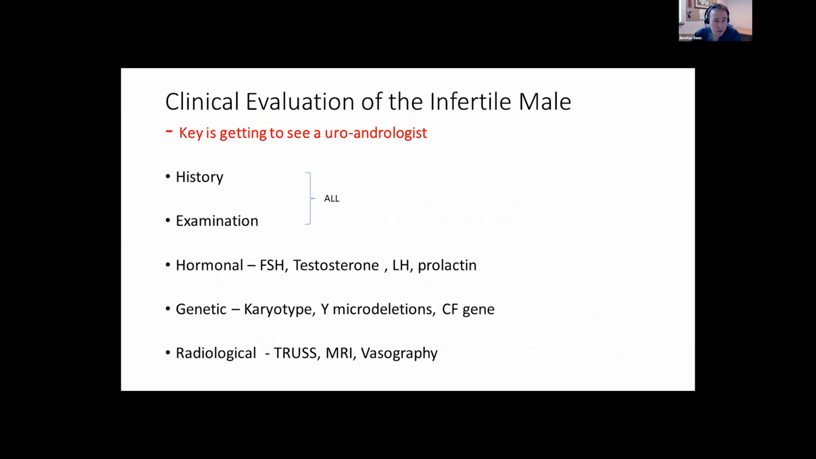So moving on to the clinical evaluation, the key thing for these men is to see a urologist or an andrologist or a uroandrologist, whatever you want to call them, but essentially not to be in with their female partners, seeing a gynecologist who is focusing entirely on the female. And that does happen a lot. It happens a lot in the UK for certain, and it happens worldwide. As an infertile or subfertile man, what you need is to see somebody who has expertise in getting to the bottom of things and doing a full evaluation.